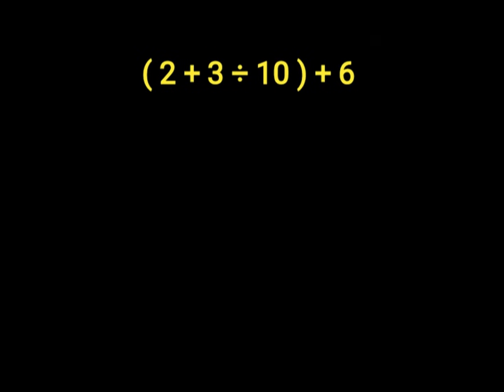(2 + 3 ÷ 10) + 6. In our parentheses, we have 2 + 3 ÷ 10. 2 + 3 will give us 5. Then 5 ÷ 10. Put it down in our parentheses. Then bring down our 6 here.